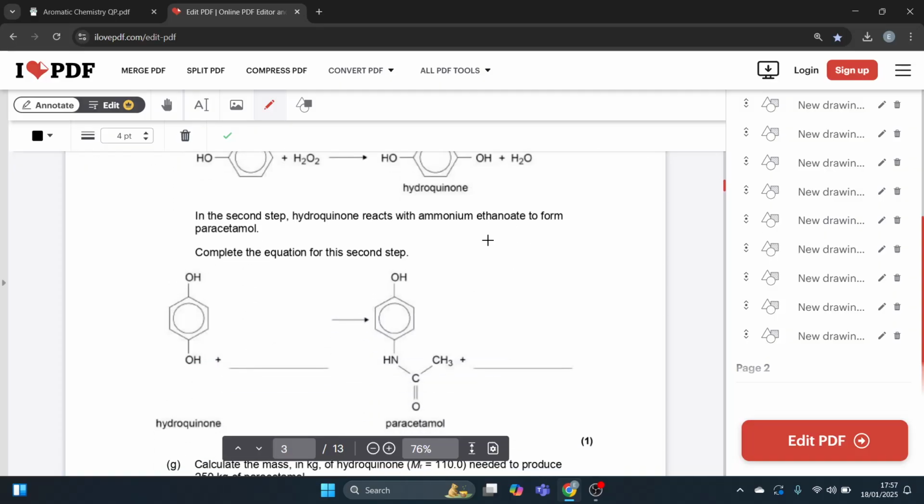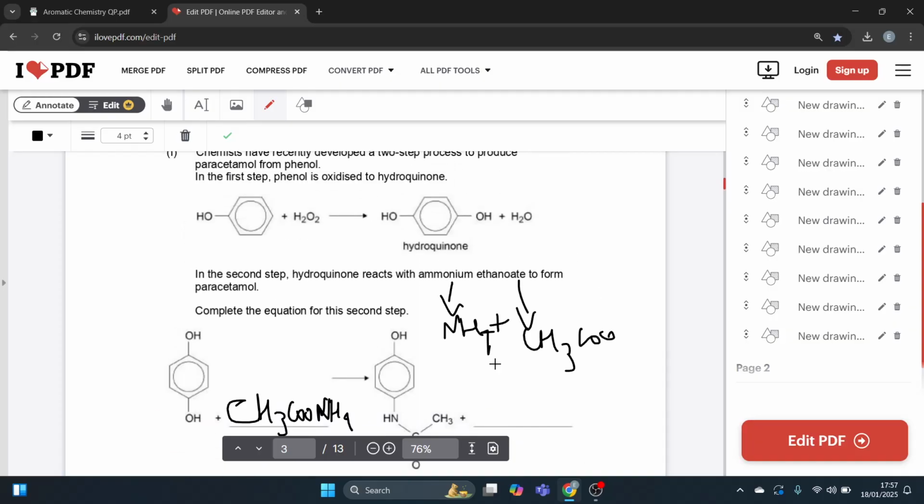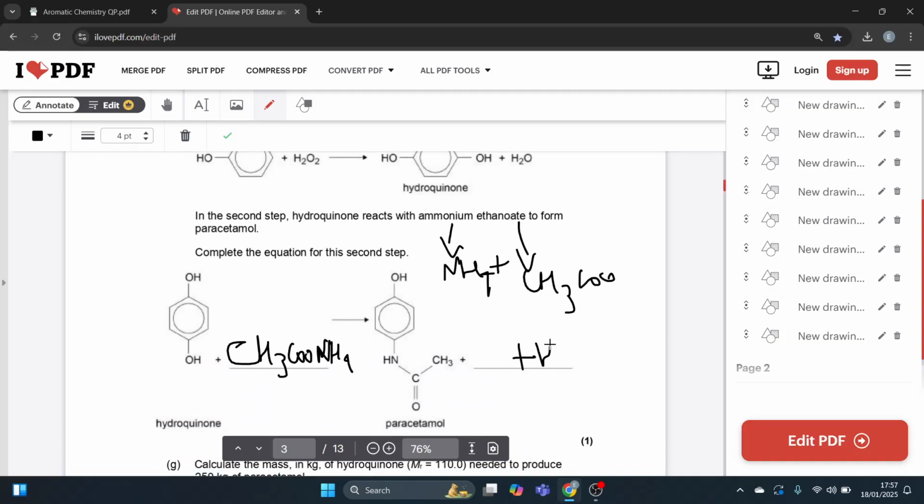So, react with ammonium ethanoate. Ammonium, NH4 plus ion, ethanoate, CH3COO, so it's going to be CH3COO NH4. And then you're also obviously going to form water. Yeah, you're going to form water, and then you just need to balance it, so it should be two H2Os.